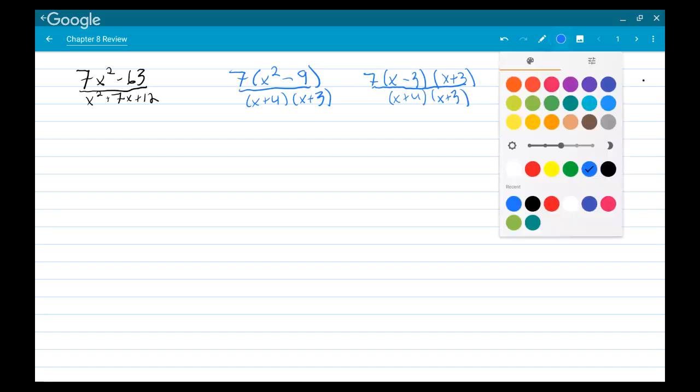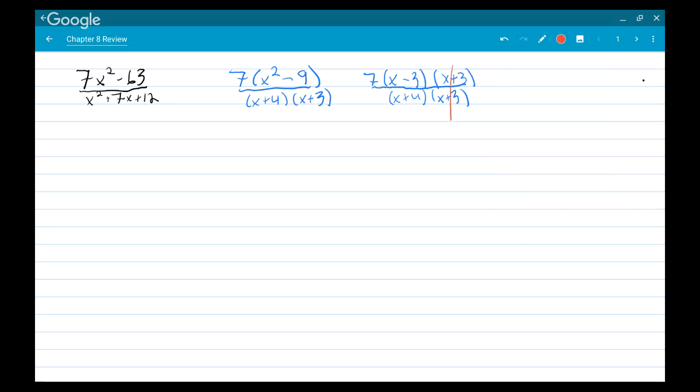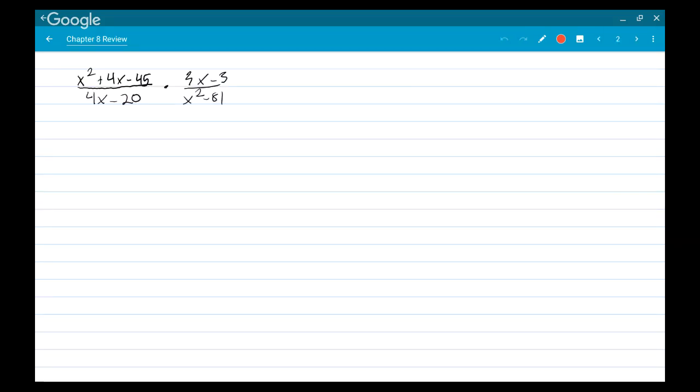And what you can hopefully see now is that the x plus 3's cancel, and this is totally okay right here for your answer. You can leave it like that. You can distribute the 7 if you want. All of it is good either way. Okay, on to the next.